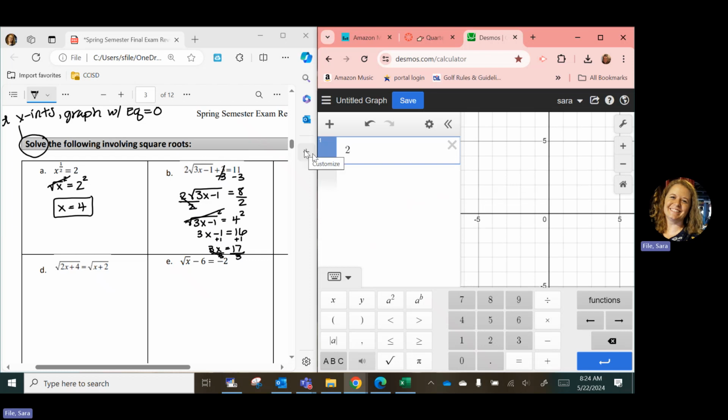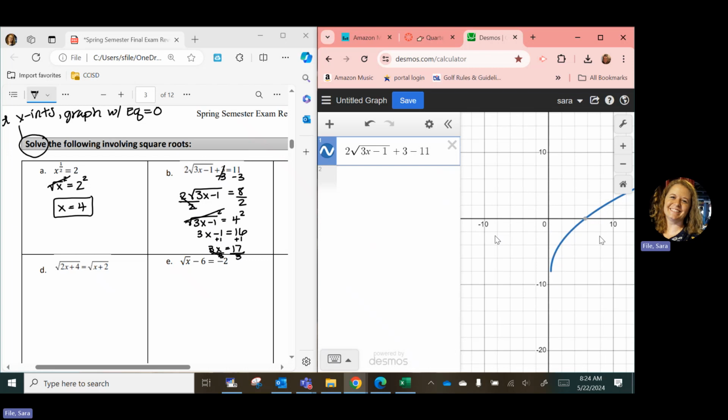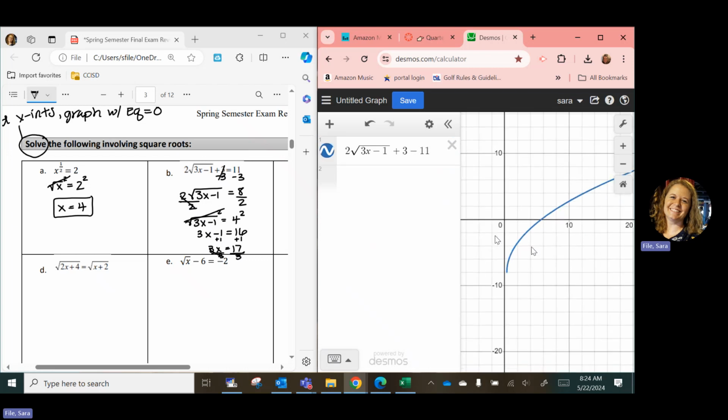So I could write the entire left side: 2 square root of 3x minus 1, and then plus 3, and then subtracted the 11 over, so I just typed minus 11. I don't even have to combine the like terms. I can type it like that, and it gives me a visual of the graph. Okay, I can see this is the function and I'm looking for the x-intercept. And that's the x-intercept. Now we got 17/3 as our answer.